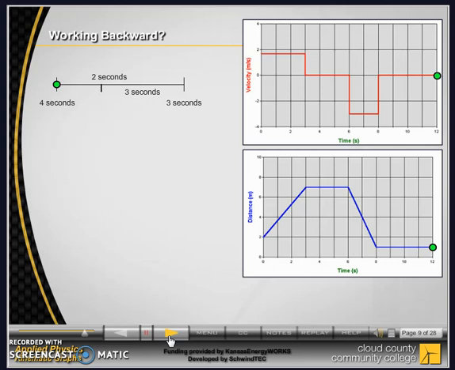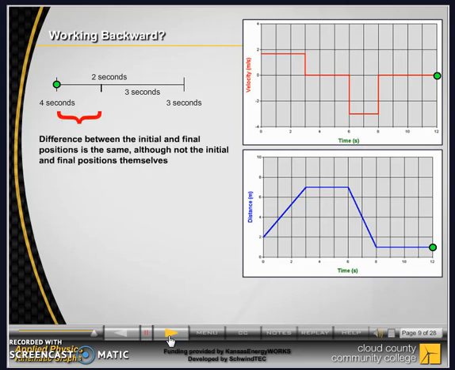However, regardless of the initial distance that you choose, you will find that the difference between the initial and final positions is the same, although not the initial and final positions themselves. This difference between the initial and final positions of the object is called displacement. Henceforth, this term will be used instead of distance to describe the motion of an object.